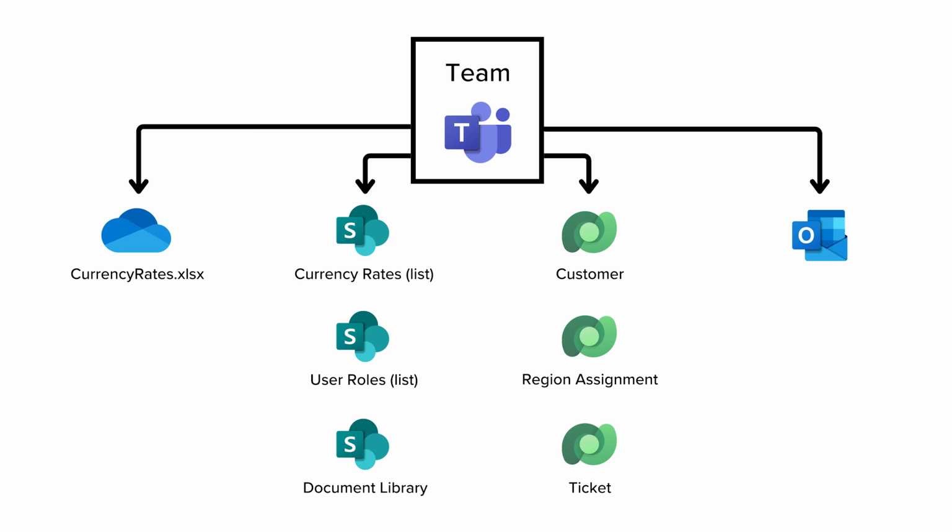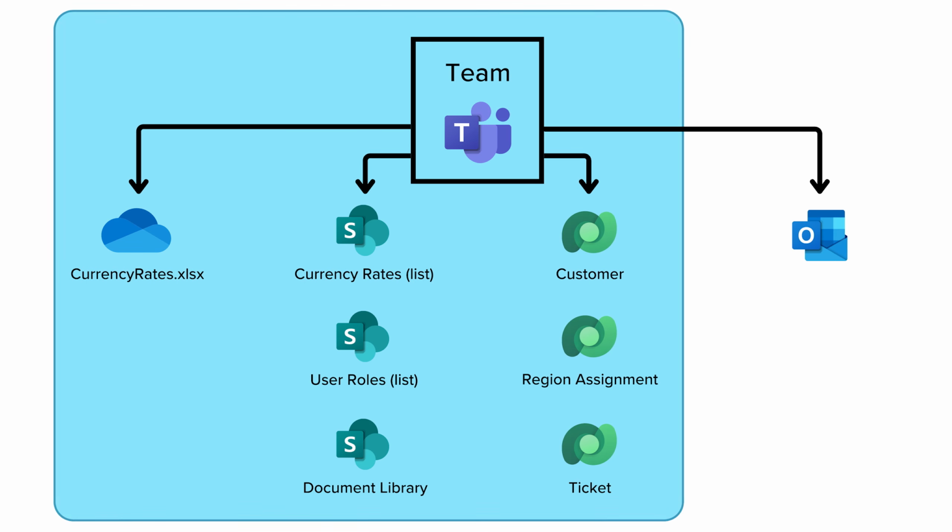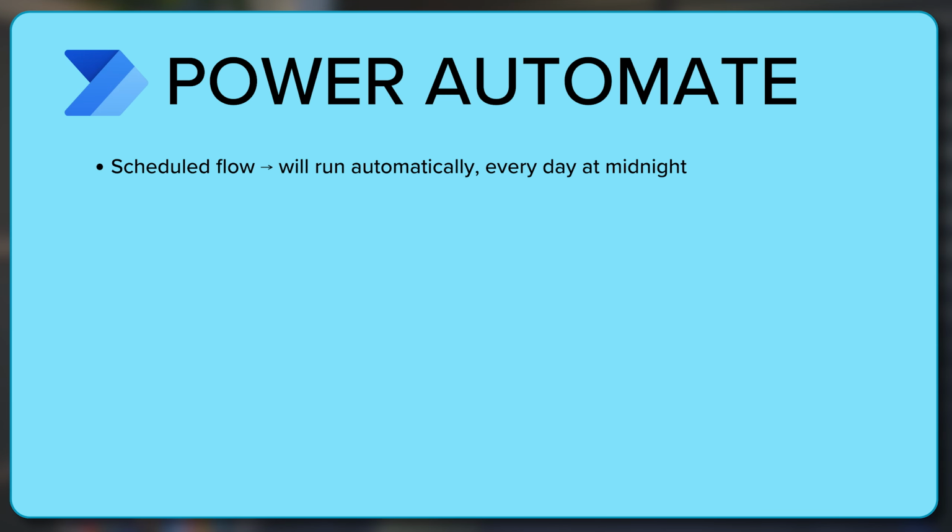So the purpose of this first flow is to have some form of data sync between the currency exchange rates data in our Excel file on OneDrive and our corresponding data list on SharePoint. So the end goal, if you will, is the following. We want to automatically run the flow every day at midnight. So it's going to be a scheduled Power Automate flow.